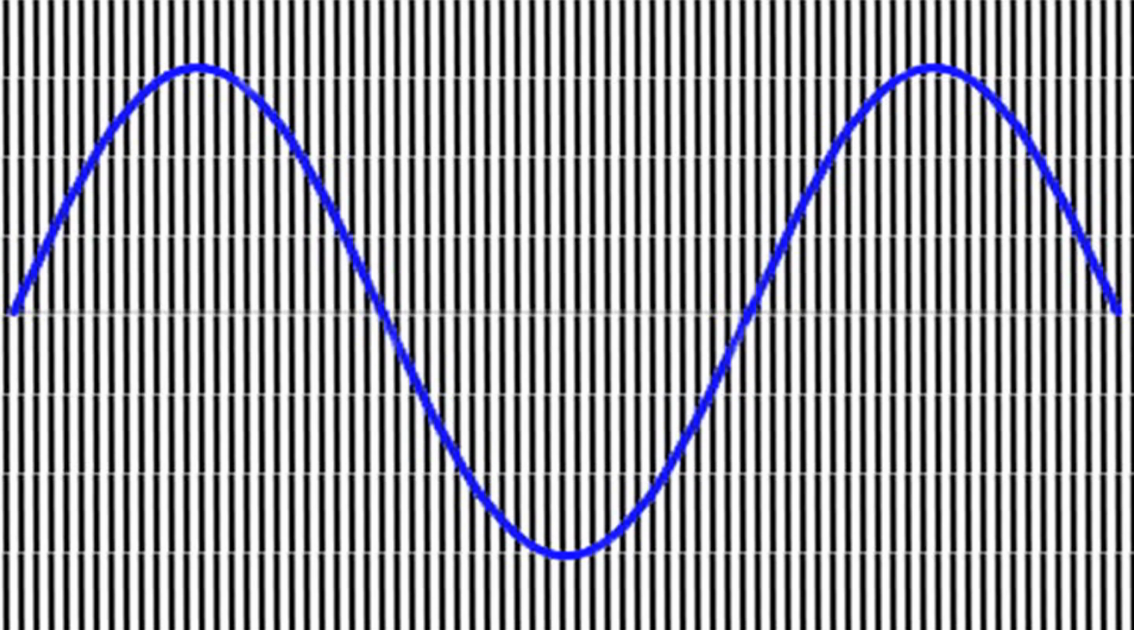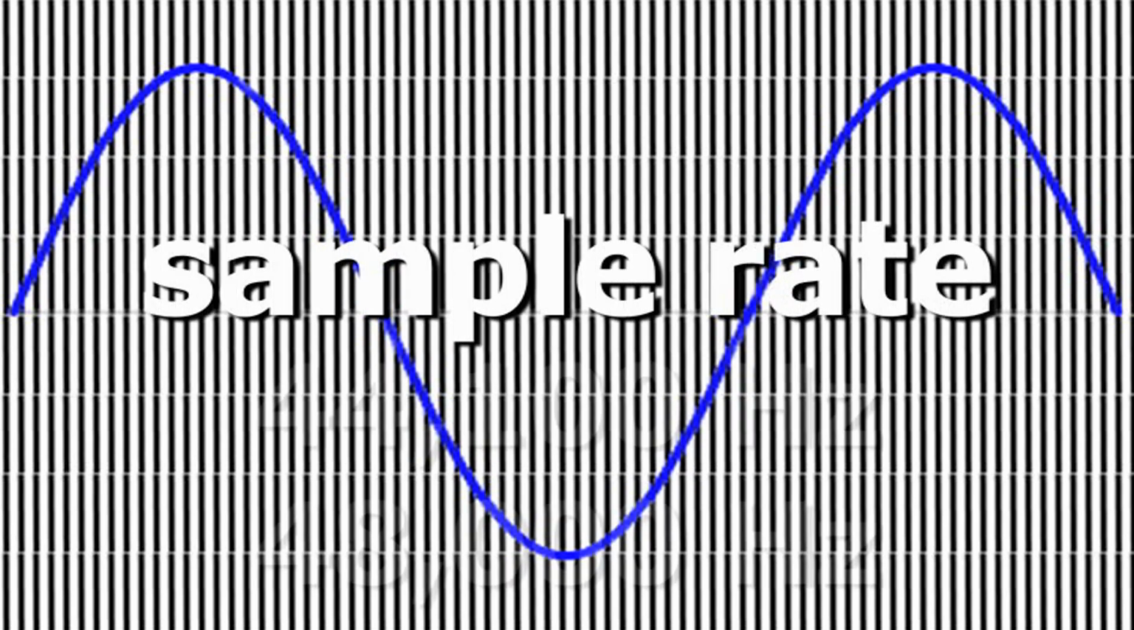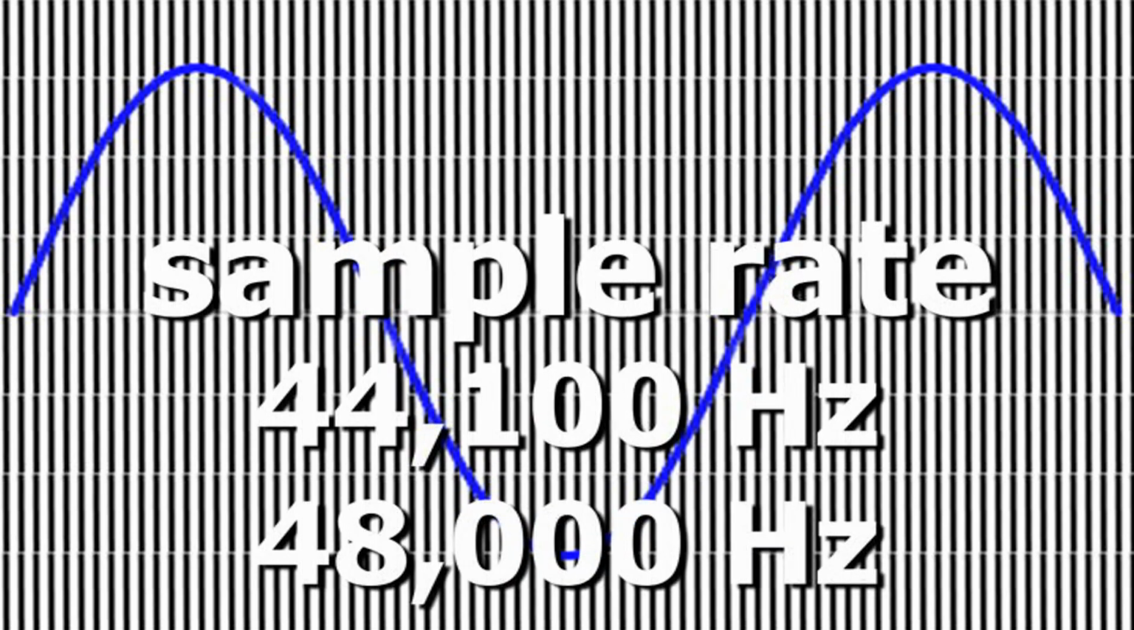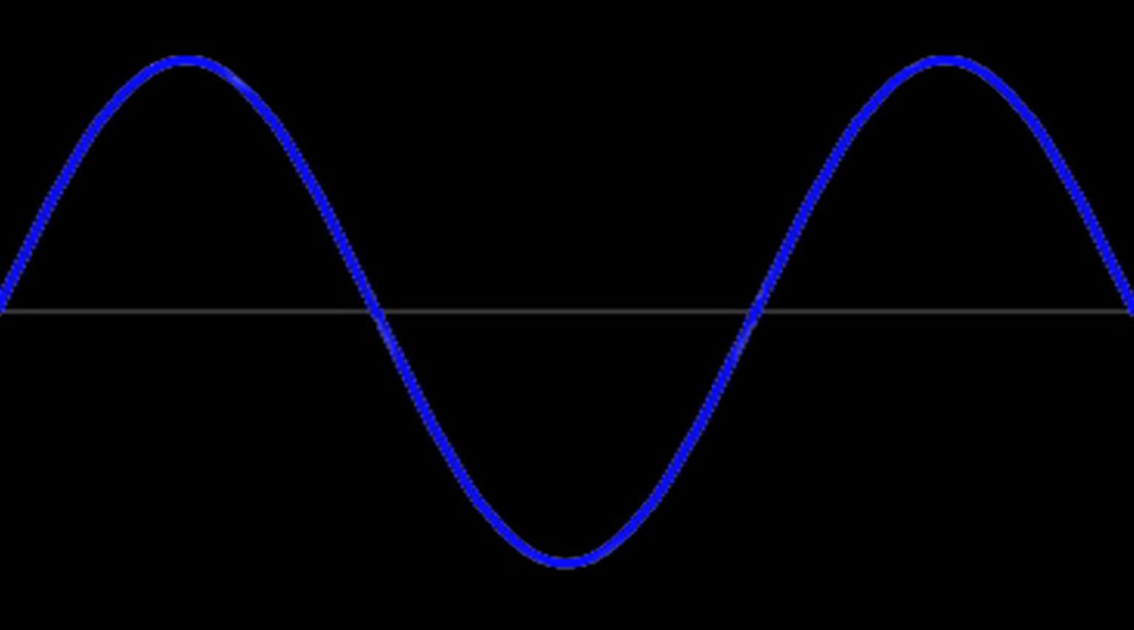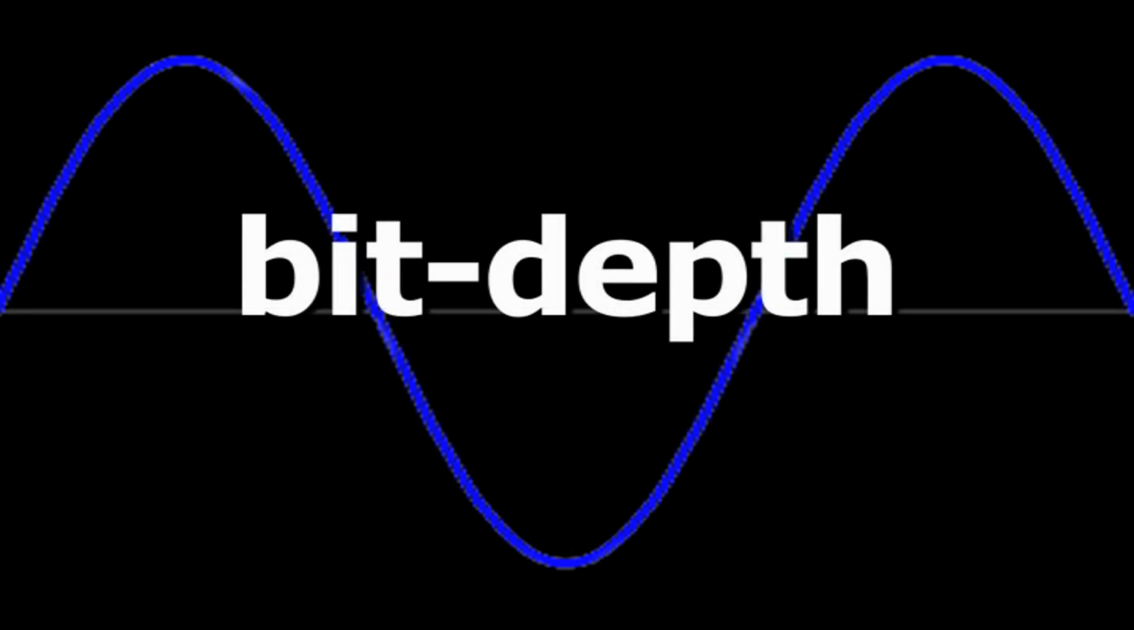The horizontal chunk size is called the sample rate, and is typically either 44,100 or 48,000 times per second, although it could be higher or lower. The analog sound wave is also cut into vertical chunks. Just how many chunks is determined by the bit depth.